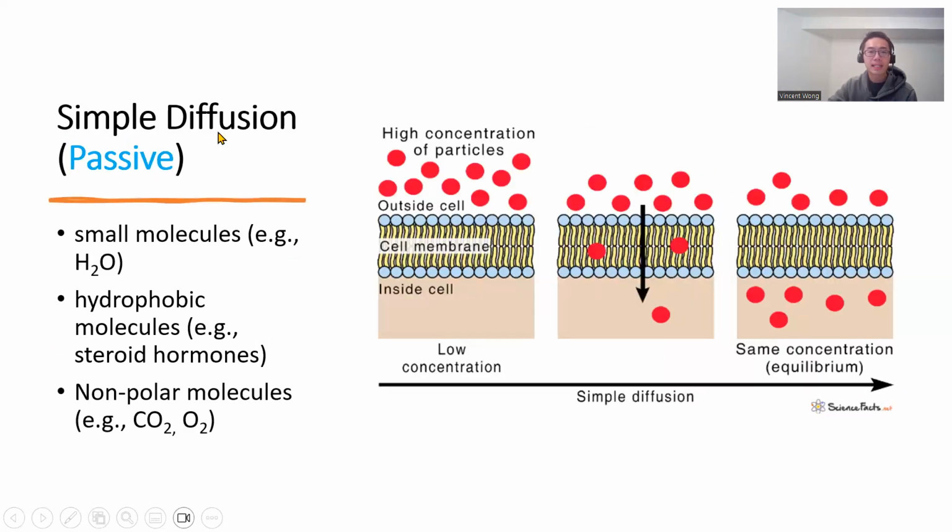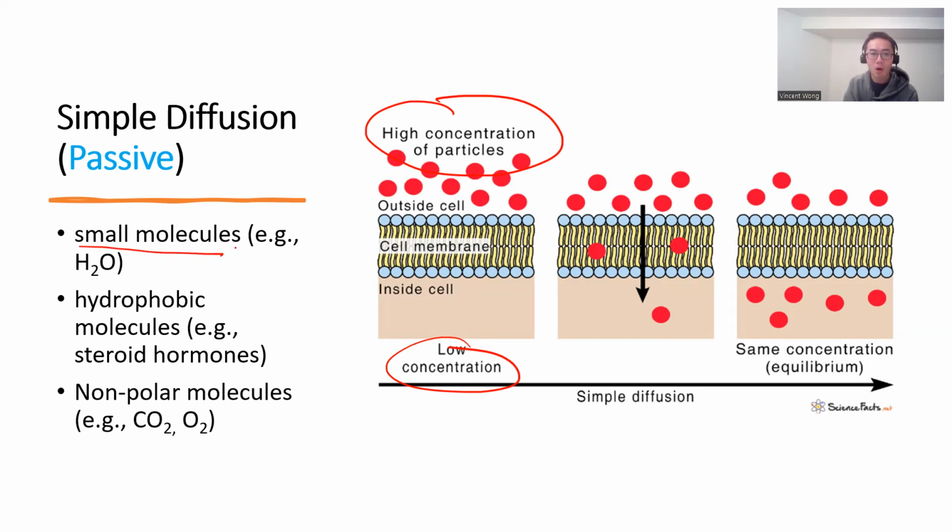So first one is simple diffusion. This is passive. We learned about diffusion at the beginning of today's class, right? That's just the movement of particles from an area of high concentration to an area of low concentration. Okay? And this is going to work if the molecule is small. If it's small enough, it's going to be able to squeeze between the gaps in the cell membrane, and it's going to go in or go out.